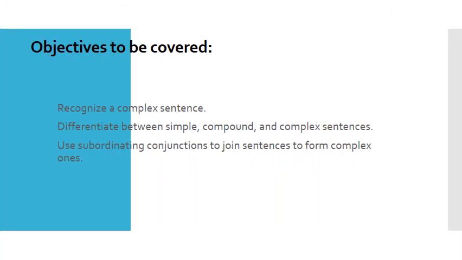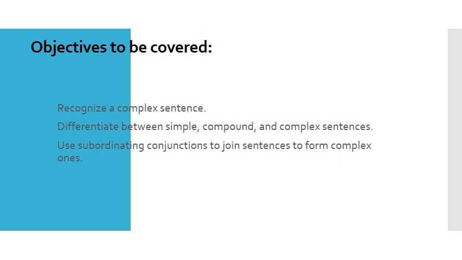We're going to recognize a complex sentence, so that when we read this sentence, we are going to directly say that this is a complex sentence. Differentiate between simple, compound, and complex sentences. We are going to differentiate between these three different sentence structures. Why do we call them sentence structures? Because the difference is in the structure of the sentence, how we write the sentence.